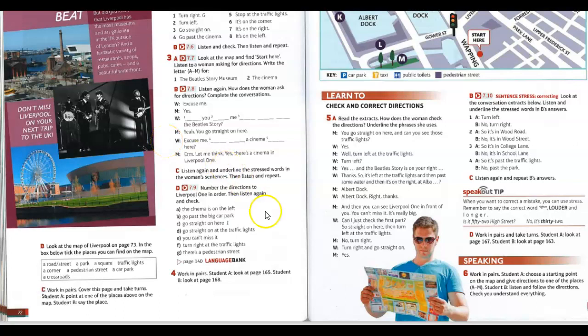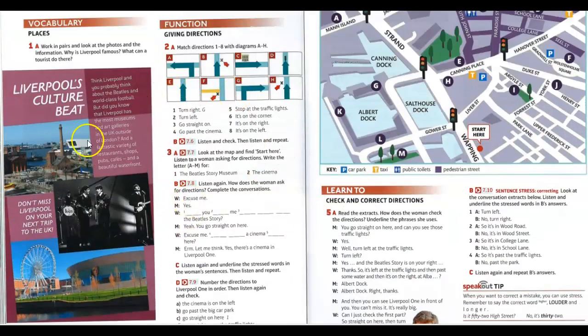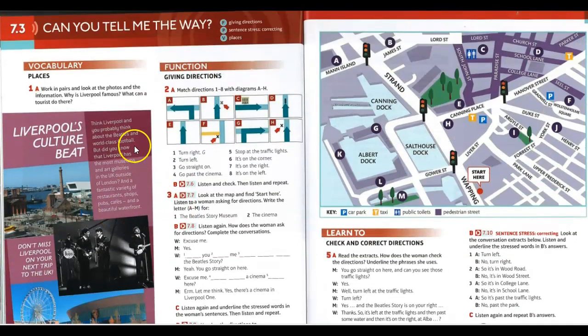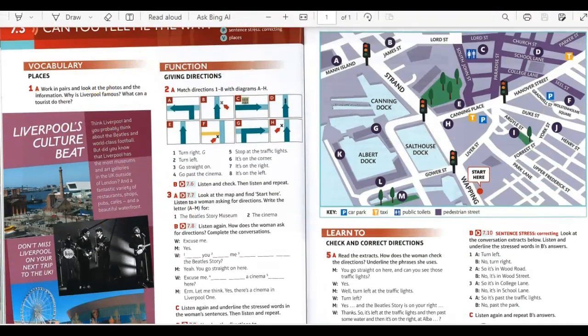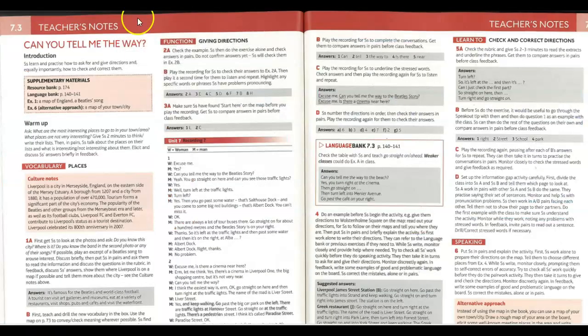This is a screencast to support a lesson on giving directions taken from Speak Out Elementary by Francis Eales and Steve Oakes. So first of all, we can see that the topic is about places, specifically Liverpool. So you could do a quick introduction to the topic.